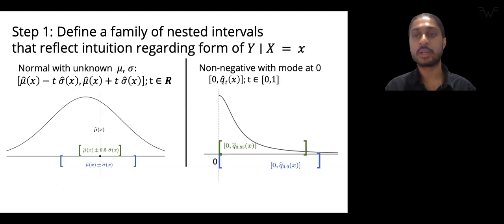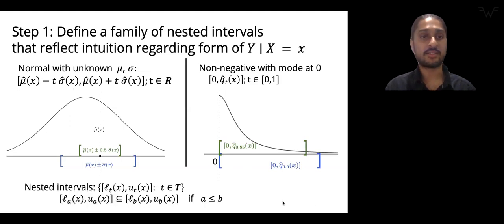Similarly, suppose that we believe that y given x is non-negative with a mode at 0. Then we can consider a family of sets corresponding to the interval 0, q hat t of x, where q hat is a quantile estimate. Again, if q hat was known perfectly, this family would contain the optimal set, which is 0, q hat 0.9 of x.